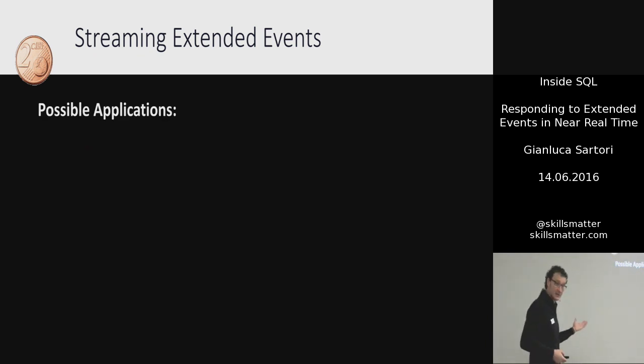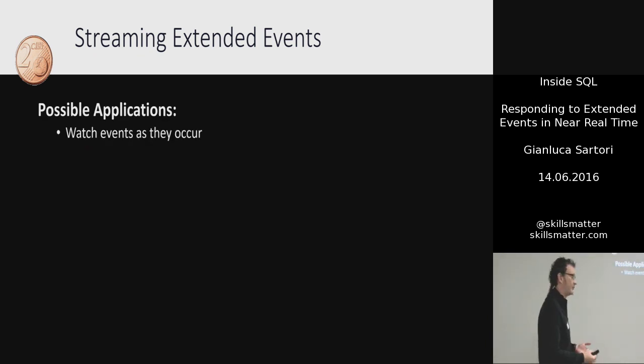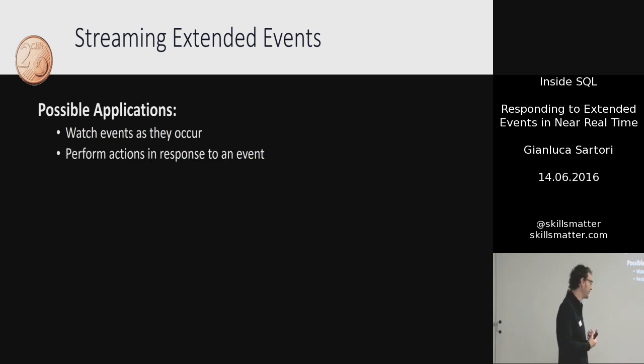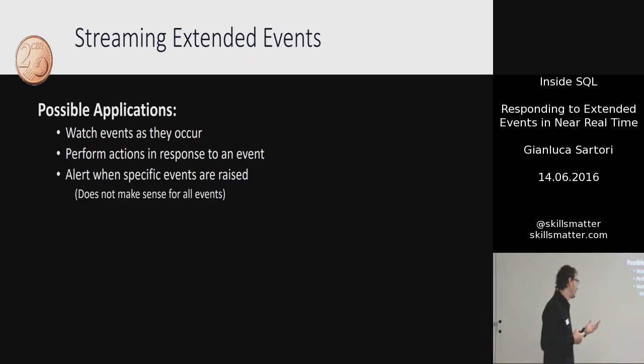And possible applications of the streaming API. Well, we could watch events as they occur, but I suppose that you have better things to do than watching events that show up in grids on a screen. So more meaningful things you could do. You could perform some actions in response to an event. What kind of actions? You could send an email or start a job or things like that. Have an alert when specific events are raised. Obviously, it doesn't make sense for all the events.